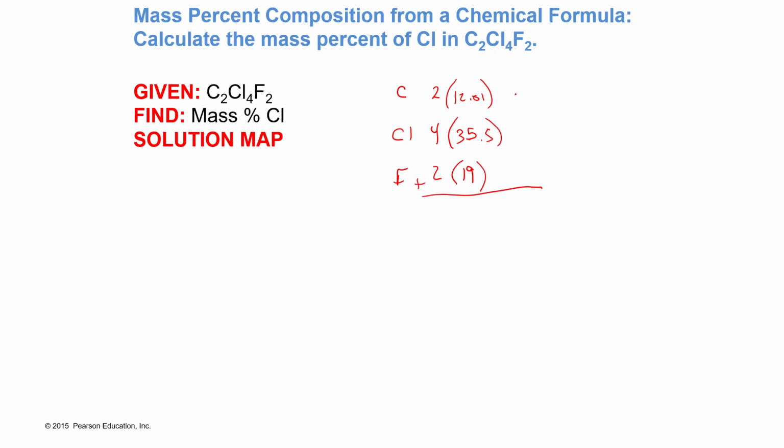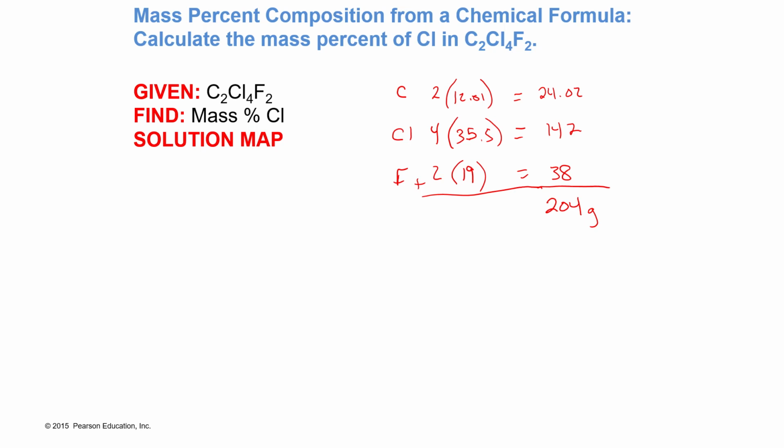So 2 times 12.01 is 24.02. 4 times 35.5 is 142. And 2 times 19 is 38. And when we add those all together, 38 plus 142 plus 24.02, we get 204 grams, rounded to 3 sig figs.